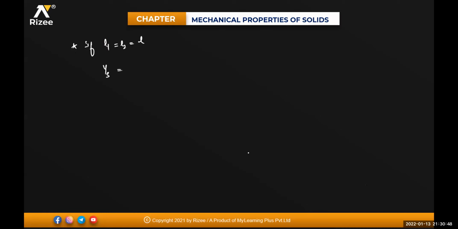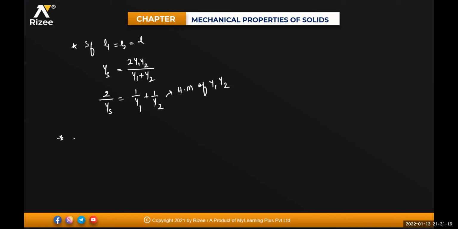Okay. So this will become 2 times Y1 Y2 divided by Y1 plus Y2. Or else, 2 divided by Y in series will be equal to 1 by Y1 plus 1 by Y2. You can simplify it. So this is like a harmonic mean of Y1 and Y2.